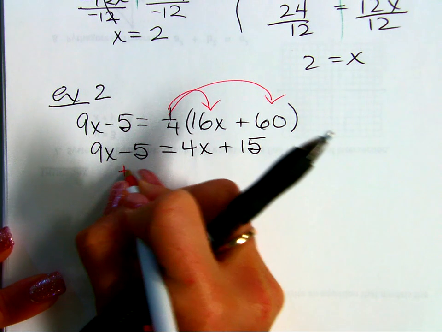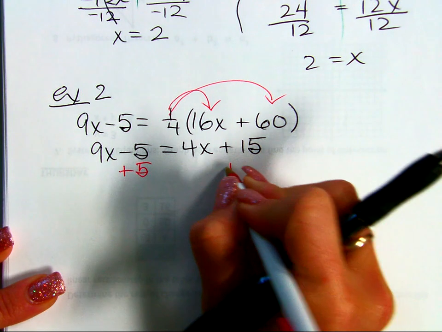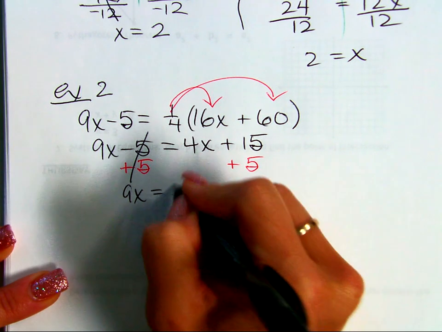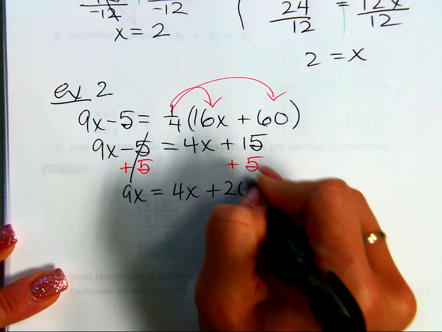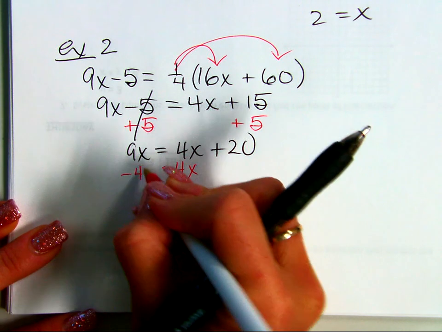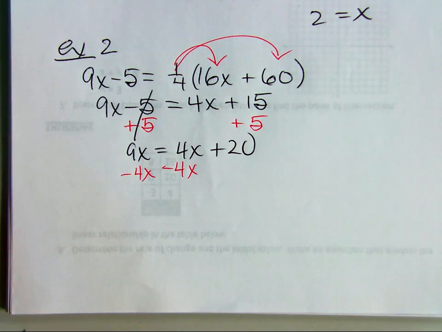We're going to go with the traditional 9x equals 4x plus 20. Now get rid of this. Did anybody get rid of the 4x first? Does your work look different than mine?